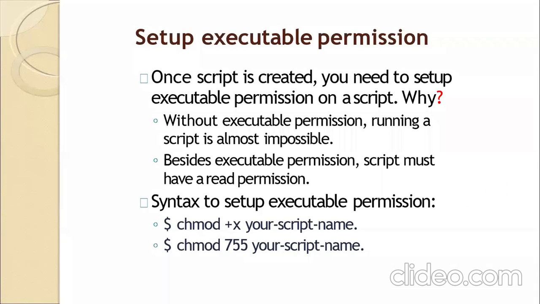Now why have we written plus x or 755? Plus x is for execution. x is execution. r, w, x: these are the three types. r is read, w is write, and x is execute. Now you have written plus x for execution of that file. And the second one is the number 755. It is for execution.